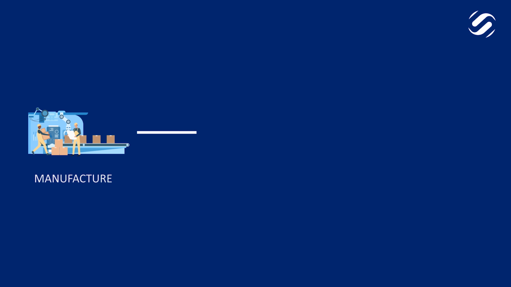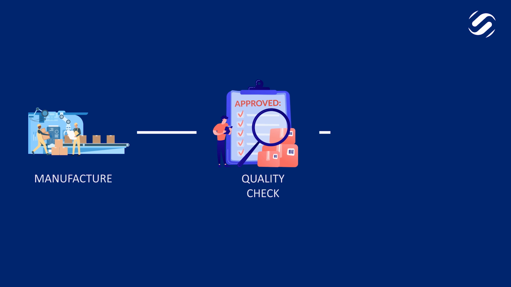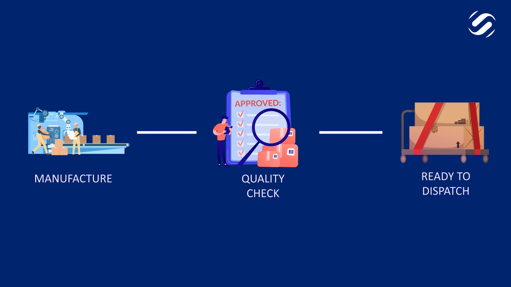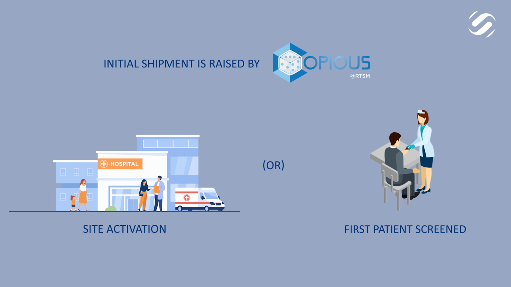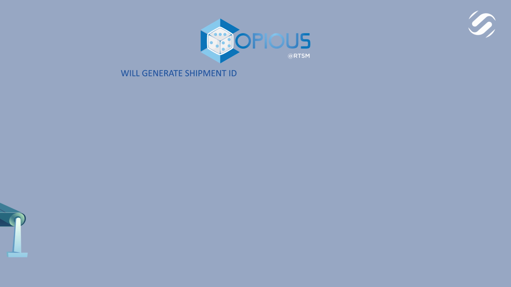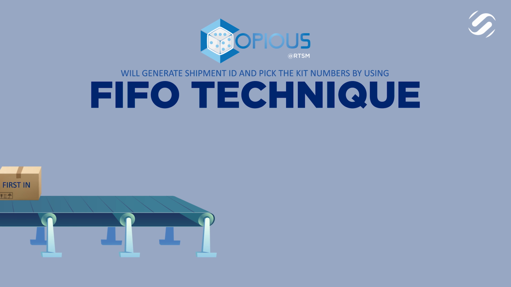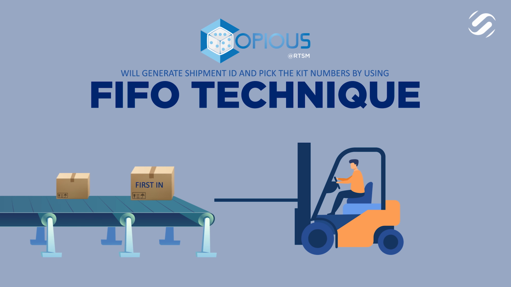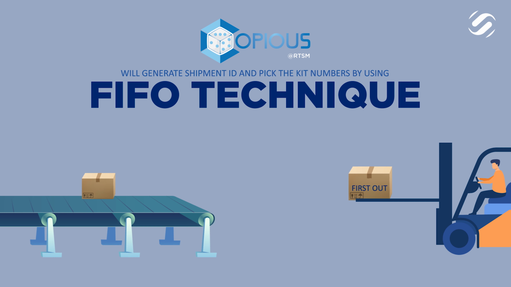Depot. After completing manufacturing, kits will be QC'd and approved. Now the kits are ready to dispatch to sites. Shilowiz IP RTSM raises the initial shipment automatically based on two parameters, which are selected during the study setup phase: 1. Site activation. 2. The first patient screened. Shilowiz IP RTSM will generate a shipment ID and pick the kit numbers by using the FIFO technique, first in first out.